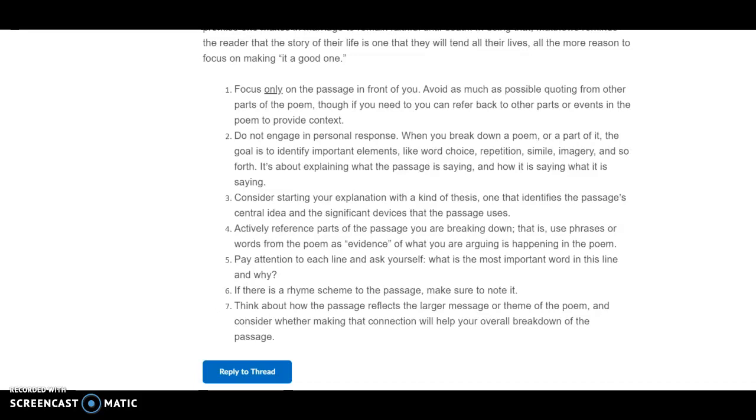Lastly, think about how the passage, if we're dealing with just a passage, reflects the larger message or theme of the poem. In general, this might be something to think about as you look at stanzas, as you move from one stanza to the next. Think about whether a stanza has a particular function in the poem. What is it saying? So what is its content? What action does it describe? And how does it connect to the larger themes or ideas of the poem?